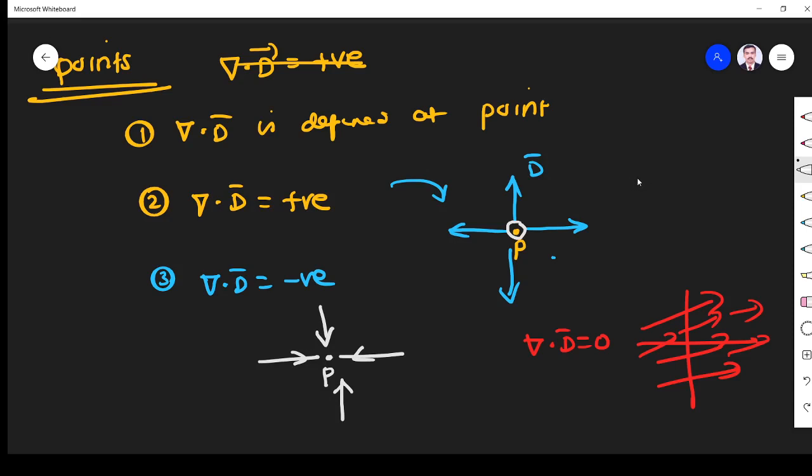Suppose we have a water source there. If we dig it, the water will come away. So if something is coming away, it means there is a source present. So at this point there is a source. So positive divergence indicates presence of source, right? So positive divergence means it indicates presence of source.